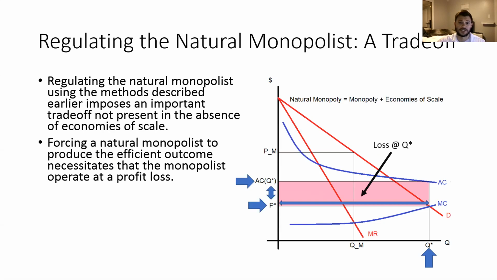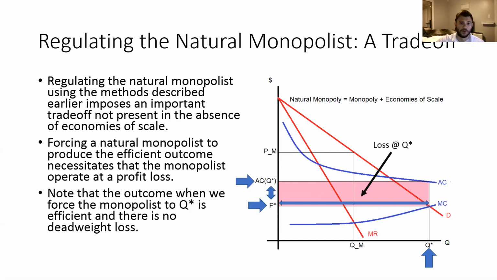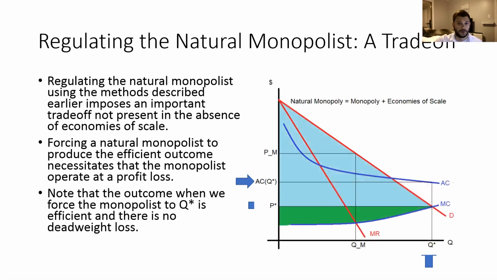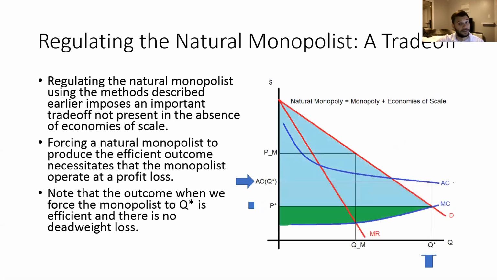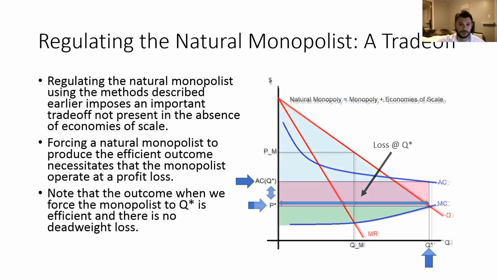So if we're looking at just the sum of consumer and producer surplus, we see now that when we force the monopolist to produce Q star, there is no deadweight loss. So this is the trade-off. We can get rid of the deadweight loss, but in doing so, the monopolist is going to be forced to operate at a profit loss, and that may not be sustainable. The monopolist operates at a profit loss, but now the economic pie is back to its full size. So this was that trade-off: profit loss versus full efficiency.